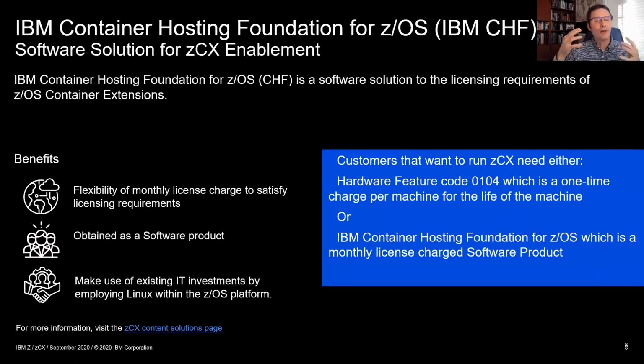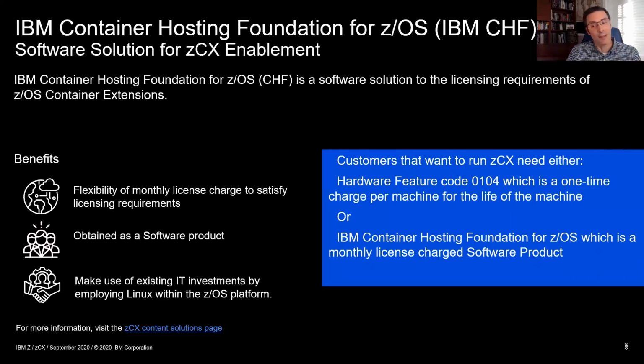So a relatively recent addition for enablement is this thing called the IBM Container Hosting Foundation for zOS. And this is a zCX only solution. The hardware feature code that we talked about on the previous slide is applicable to potentially other things; other components of zOS may require that. So you may have already had that hardware feature code. If you did, you're all set. You don't need to do anything else. You paid the one-time charge for your CPC, and you have unlimited LPARs that can have unlimited instances of zCX running on that CPC if the hardware feature code is installed.